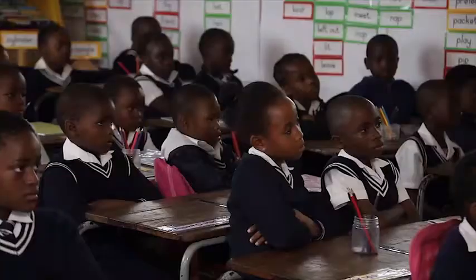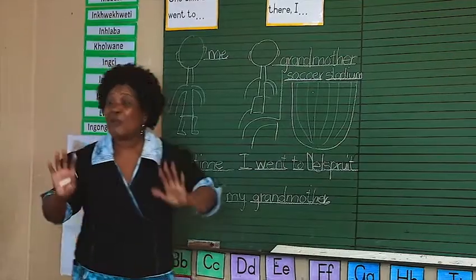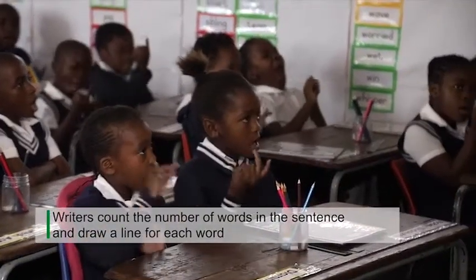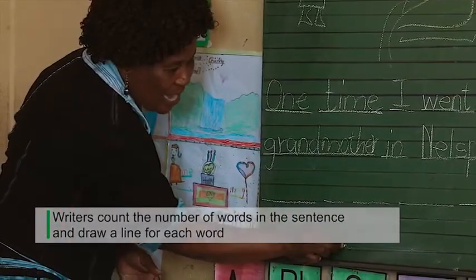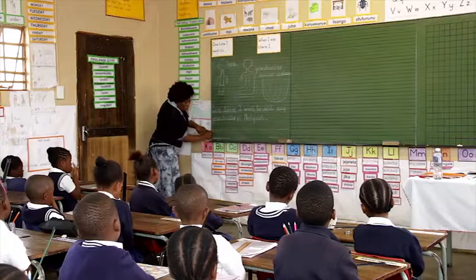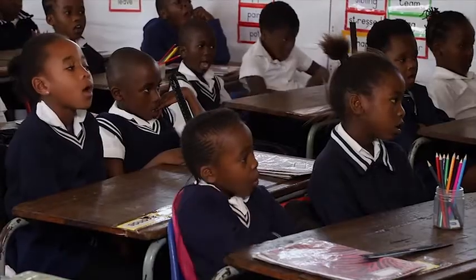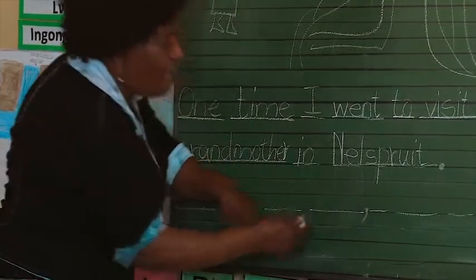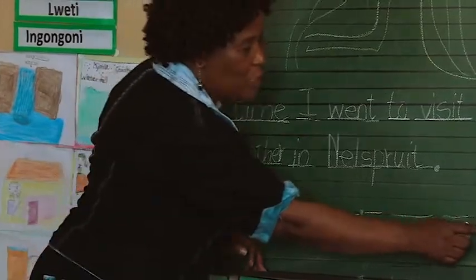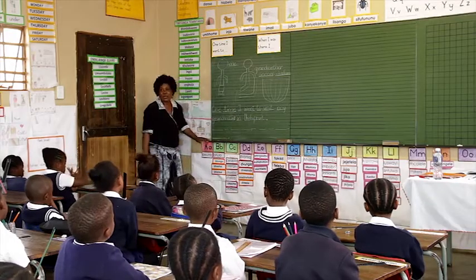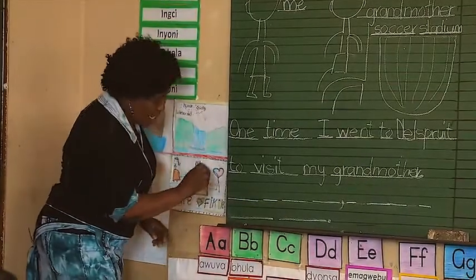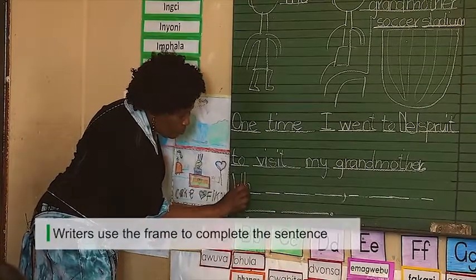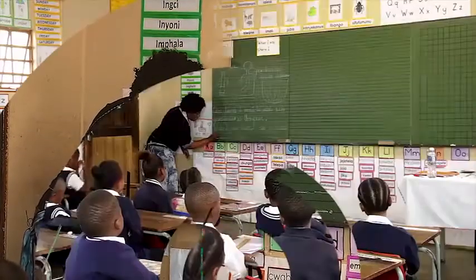So, now let us write the sentence. Let us count the number of words that I'm going to write. Writers count the number of words in the sentence and draw a line for each word. And I put a full stop here. Let us read the sentence again. When I was there, we put a comma here. When I was there, I saw a soccer stadium. Now help me to write the sentence. Remember to begin with the capital letter always at the beginning. It's when. The writers use the frame to complete the sentence. Stadium.